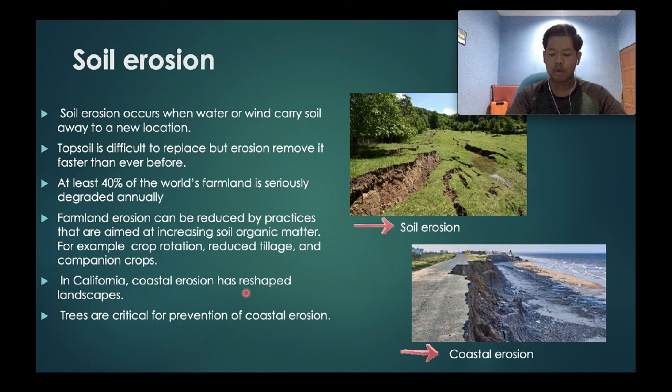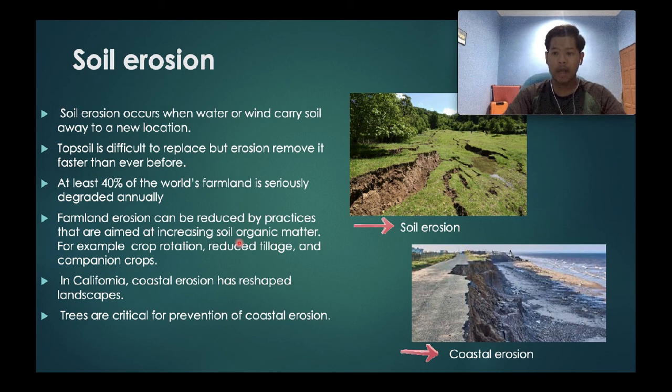Next, we will move to coastal erosion. Coastal erosion, as you can see here, is often a dramatic result of hurricanes and storm surges. For example, in California, coastal erosion has reshaped landscapes.